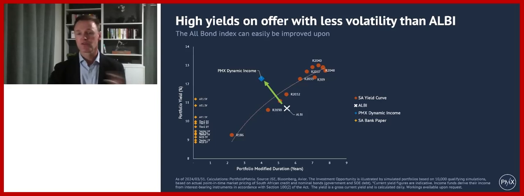And what's very useful about this is that by combining the floating rate bonds with the fixed rate bonds, we're actually able to generate a portfolio that's giving us a nice high yield here, but without as much volatility as you would get out of something like the All Bond Index.